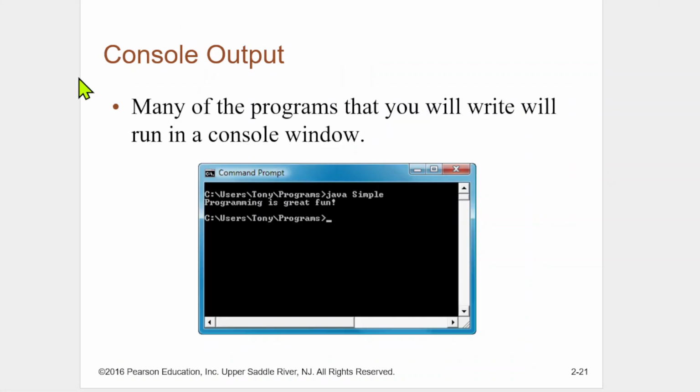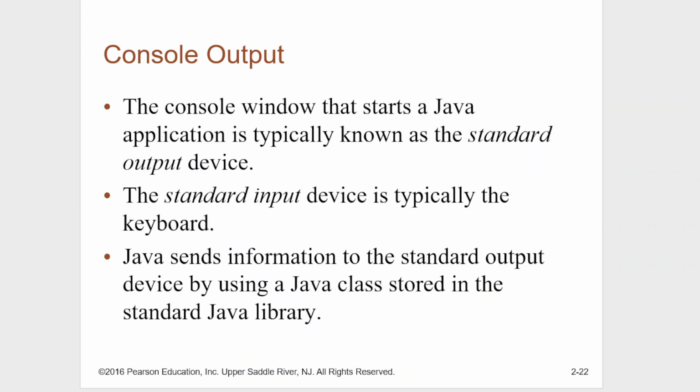Now, many of the programs we run, you're going to run in the console window, which is the command prompt we just did, called other things in Linux and Apple. It's normally a console or a terminal there. The console window that starts Java applications is typically called the standard output device. The standard input device is typically the keyboard.